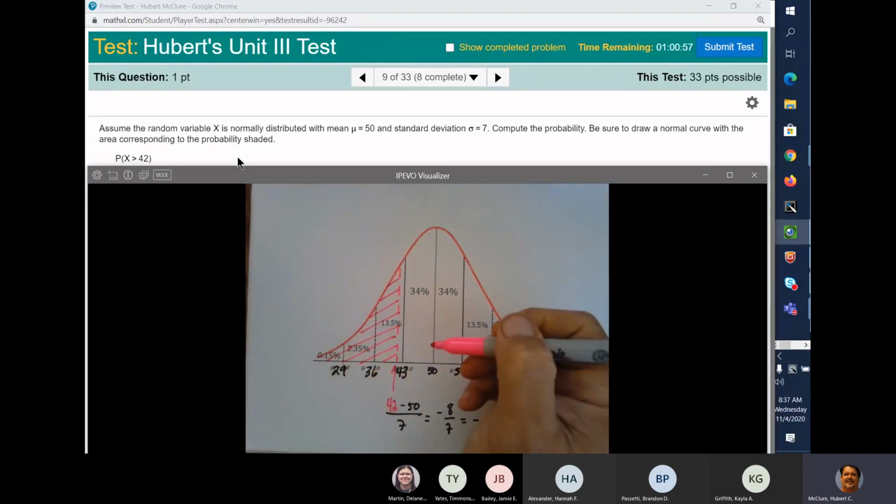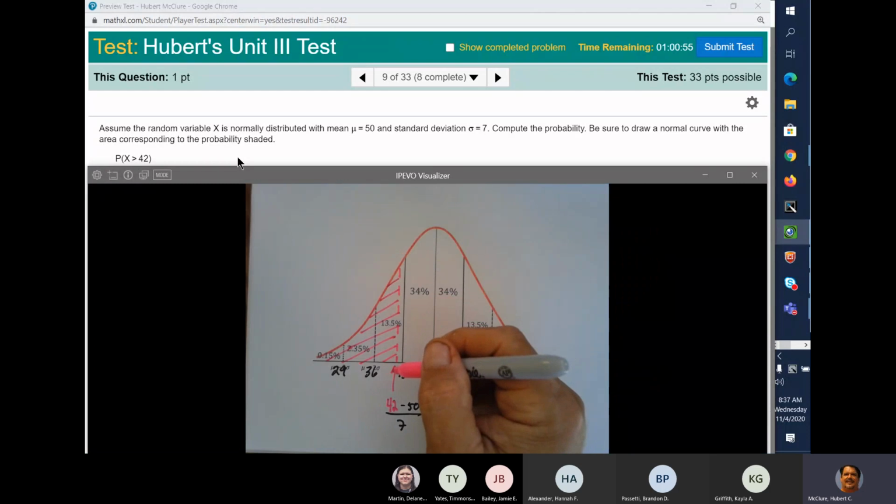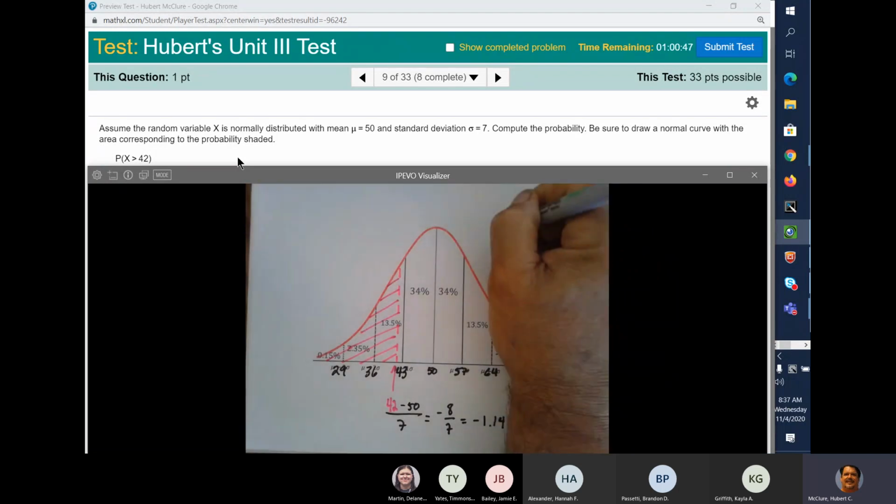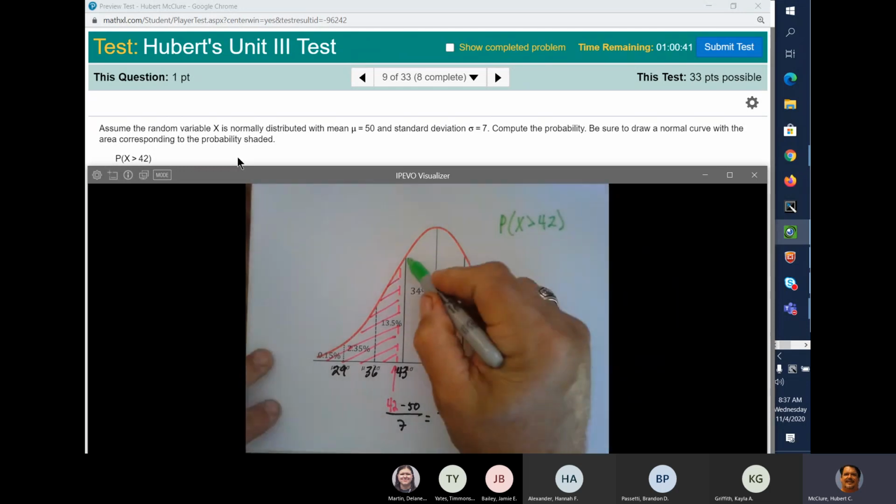And it says that, oh, I'm sorry, not less than, greater than. My bad. So we'll do greater than in green. P of X being greater than 42. So that's this side.